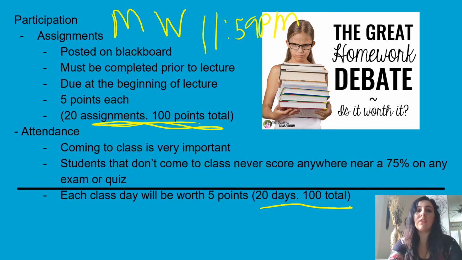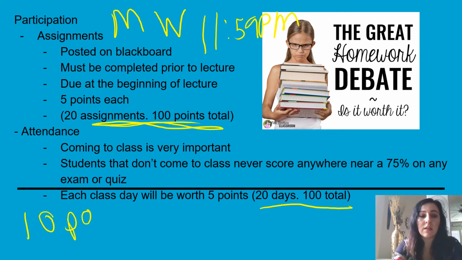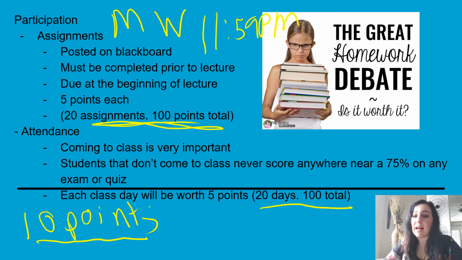Usually every single day is worth 5 points, right? And since we're supposed to be meeting twice a week, you get 10 points total. So each week is going to be worth 10 points. In the grades on Blackboard, it's just going to be attendance for each week, and it's just going to be 10 points. I'm just going to put them all there.